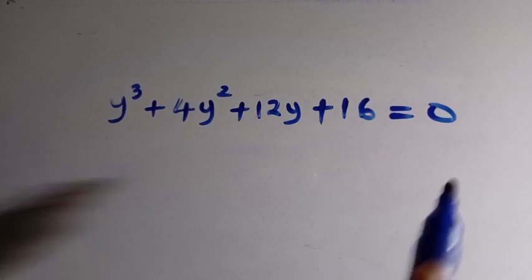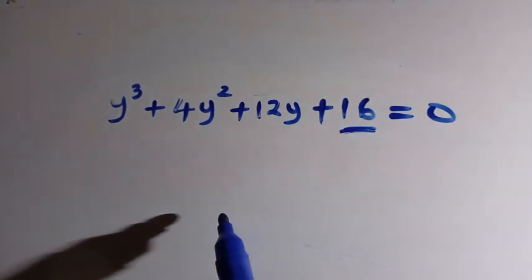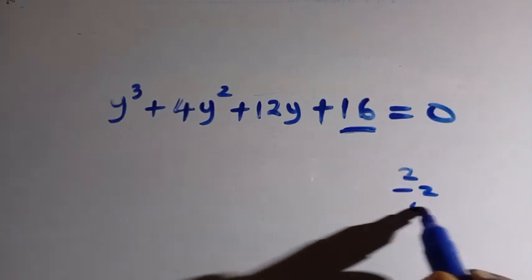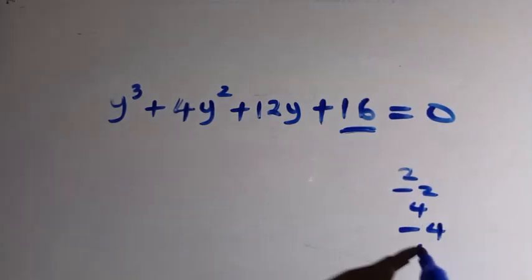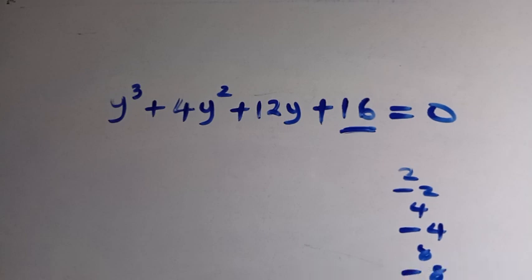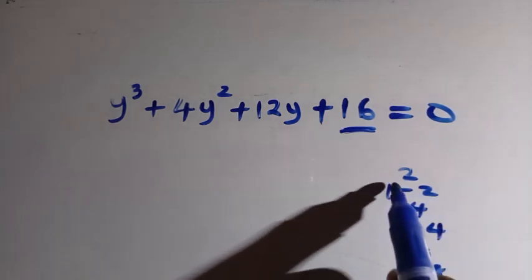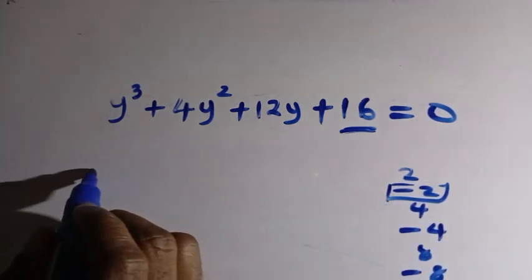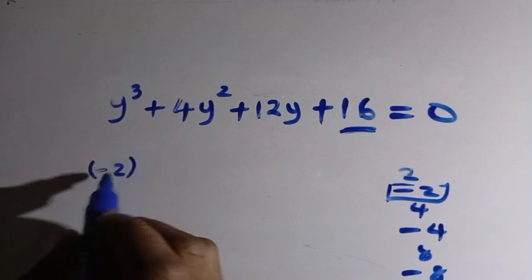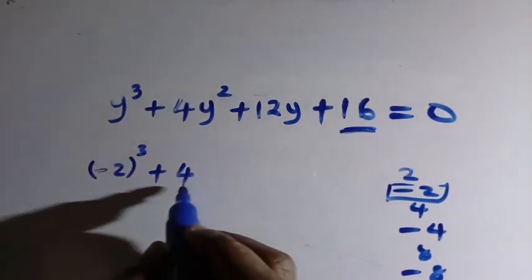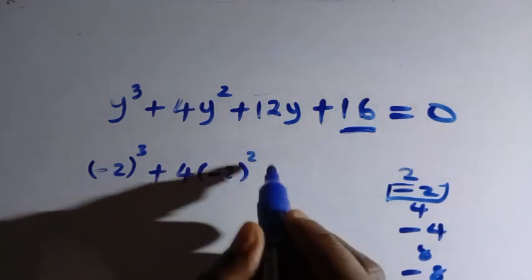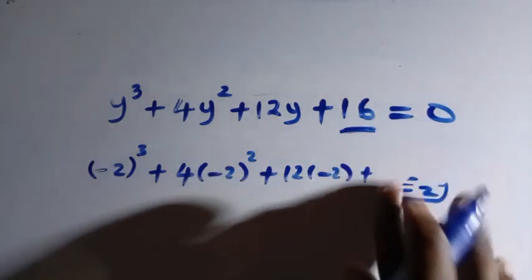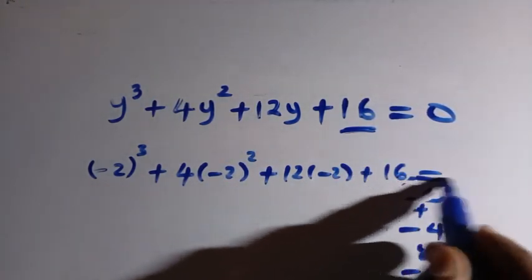What we are going to do here is, let's consider this 16. We look for the factors of 16. There are many factors of 16. So we have 2, minus 2, 4, minus 4, 8, minus 8 and others like that. Well, let's try and check for when y equals minus 2. So we try and plug it here. We're going to have (-2)^3 plus 4 times (-2)^2 plus 12 times (-2), and here is plus 16 equals 0.